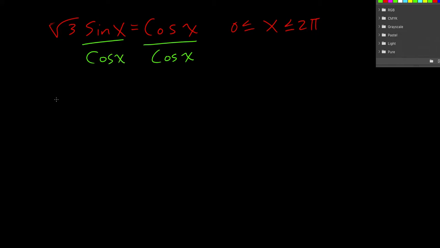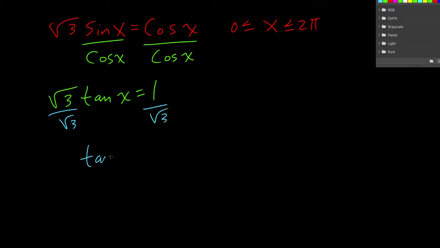So sine over cosine gives us tangent. So we have square root of 3 tangent equals 1. Then we divide by square root of 3, divide by square root of 3. And so that's what we end with. We have tangent x is equal to 1 over the square root of 3.